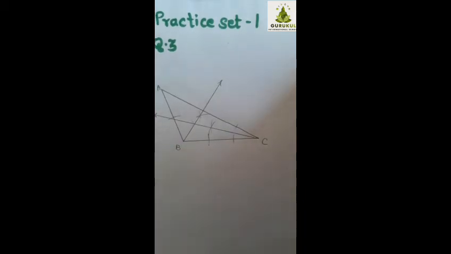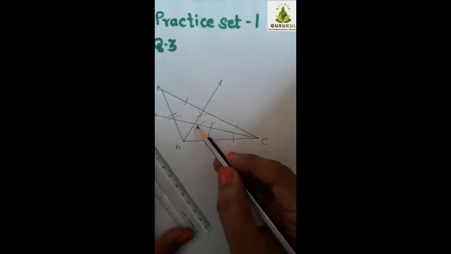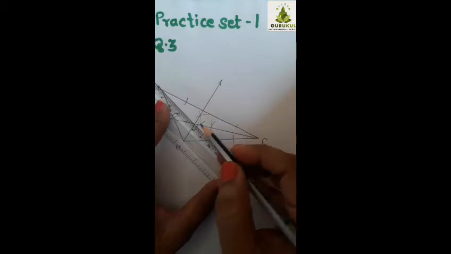Now we will draw the angle bisector for angle A. Same method, keep the pointer on angle A, one arc, another arc. Then keep the pointer on this arc, another arc. Draw one line which passes through the intersection point and angle A.